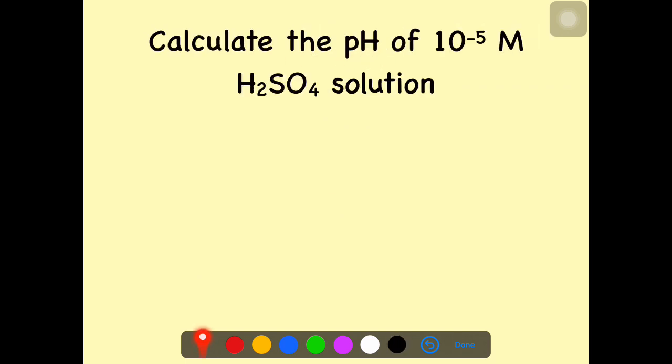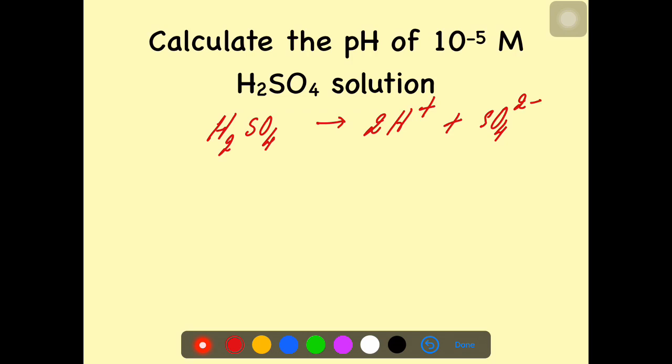This numerical is asking us to calculate the pH of 10 raised to minus 5 molar sulfuric acid solution. Let's not forget that sulfuric acid is a dibasic acid, and if it is a dibasic acid, then when it dissociates, I'm assuming complete dissociation, it will give us double the number of H plus ions as compared to the number of sulfuric acid molecules.